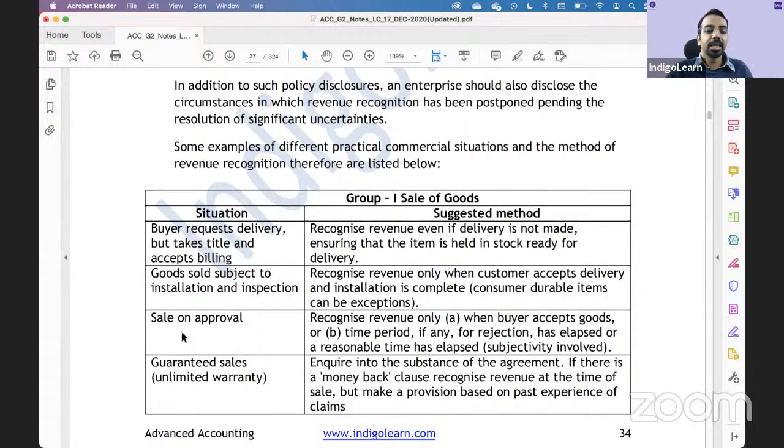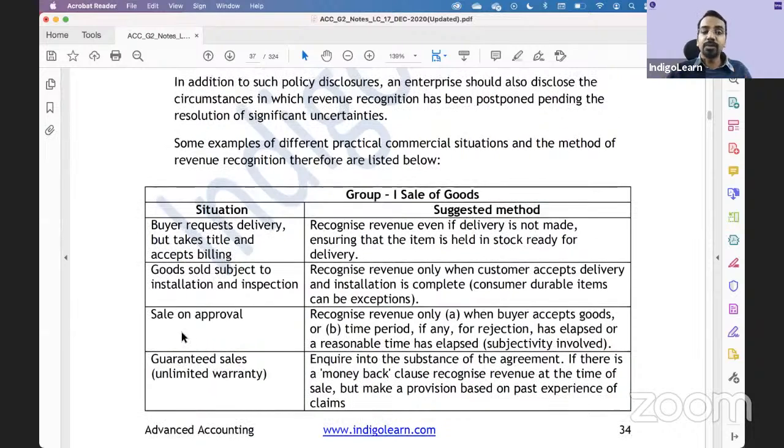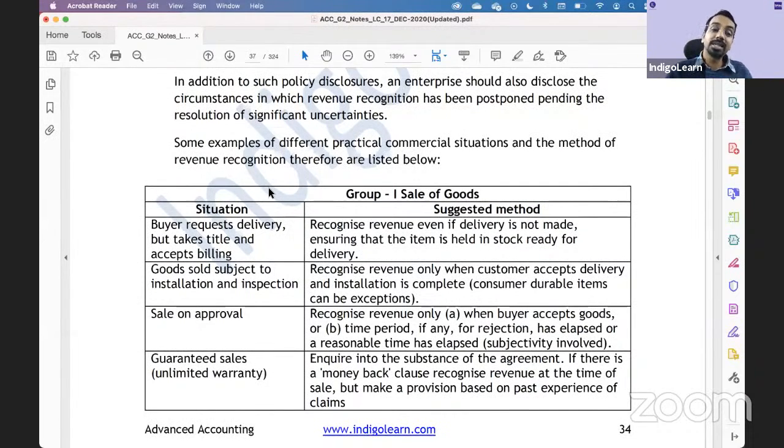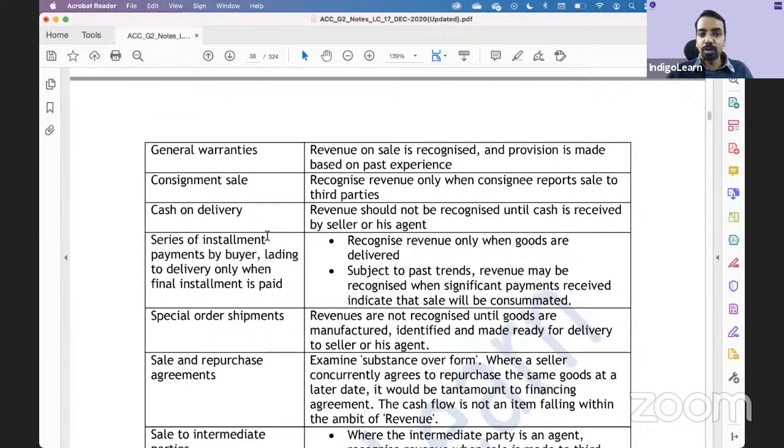Okay. Then if there are guaranteed sales, or if there are sales with warranty, then you will recognize the full sales and make an appropriate provision for warranties based on past experience. Then consignment sale. Consignment sale is when the consignee sells the goods, because consignee is your agent. So transferring the goods to the agent is not a sale. Only when the consignee sells it to a third party, you recognize the sale. Cash on delivery. Goods which are sold on cash on delivery basis. Only when you receive the cash, you will recognize the revenue.